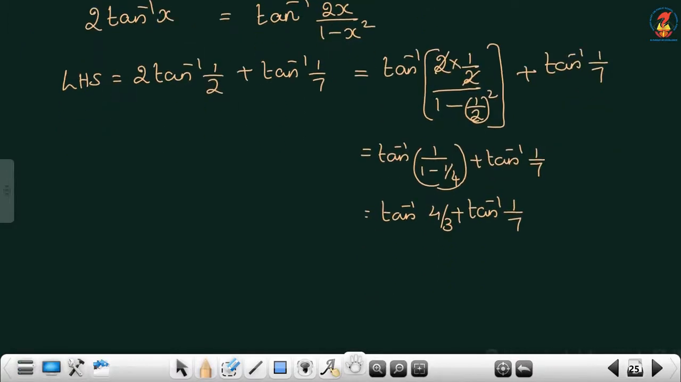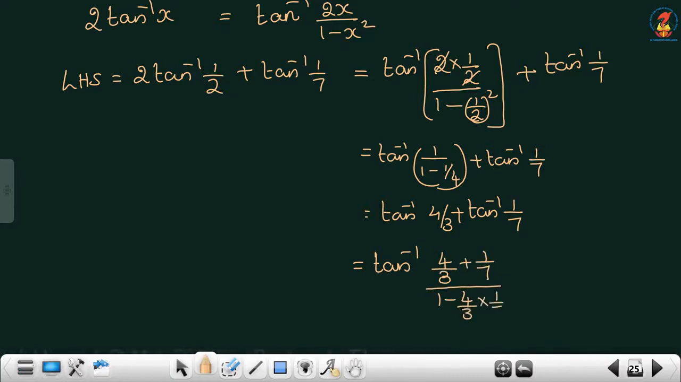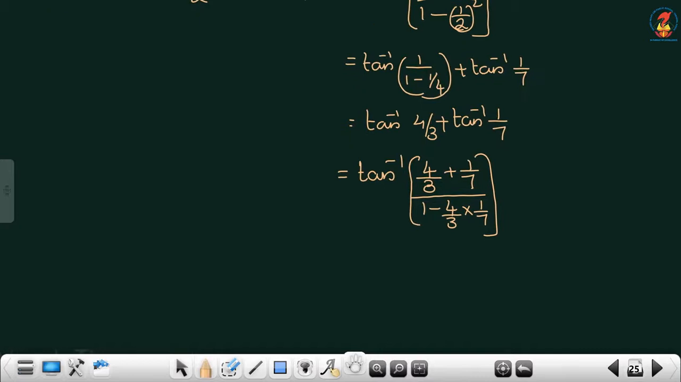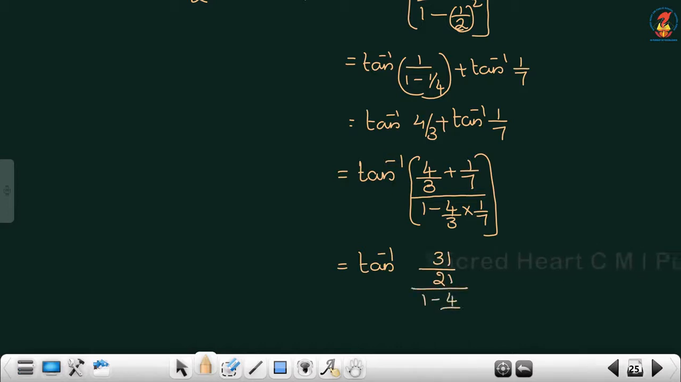Again, addition formula. Tan inverse x plus tan inverse y is equal to tan inverse of x plus y by 1 minus x into y. Here 4 by 21, that is less than 1. Now that is equal to tan inverse of LCM 21, 7 4s are 28, 28 plus 3 is 31, by 1 minus 4 by 21.